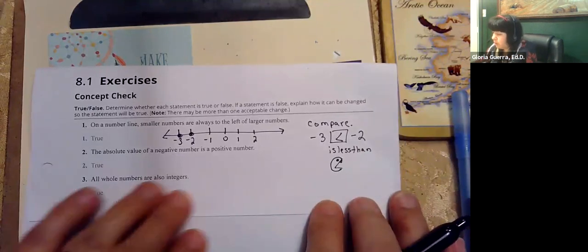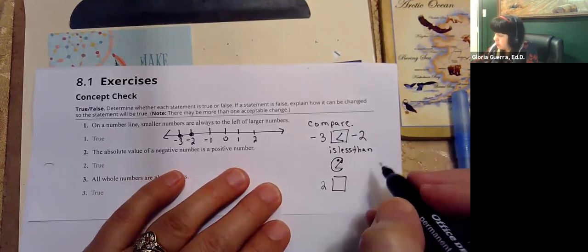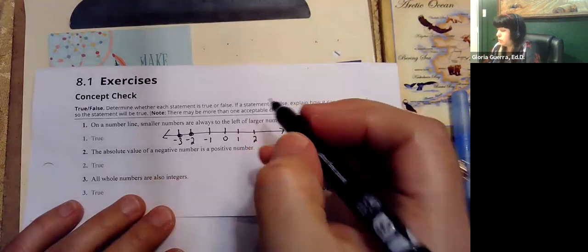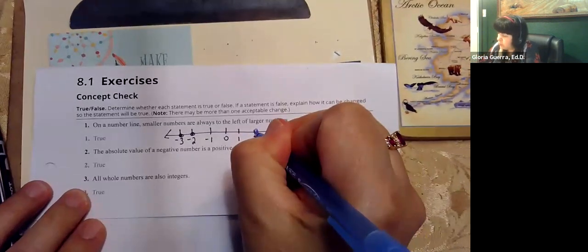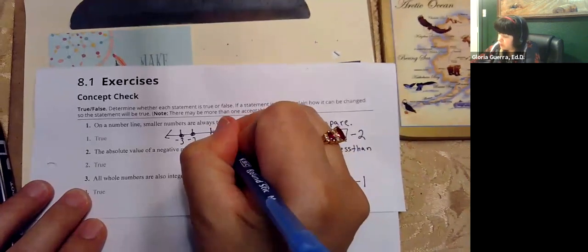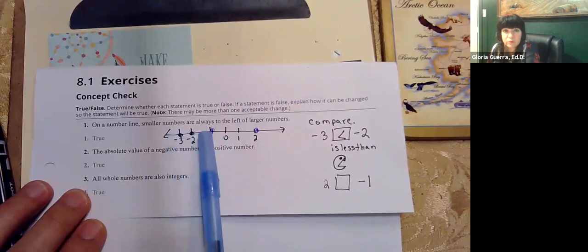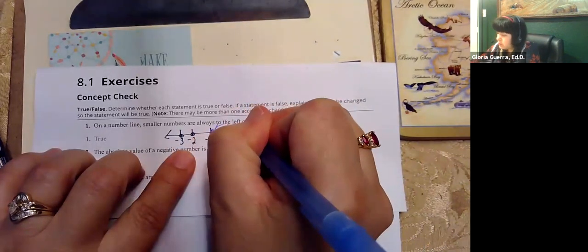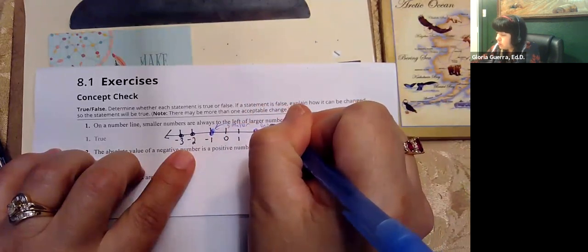If I also compare the number 2 with the number -1, so let me change ink. So 2 is right here, and -1 is right here. According to this, smaller numbers are always to the left of larger numbers. So -1 is going to be smaller. 2 is going to be larger.